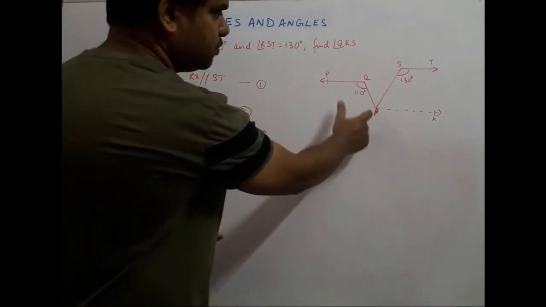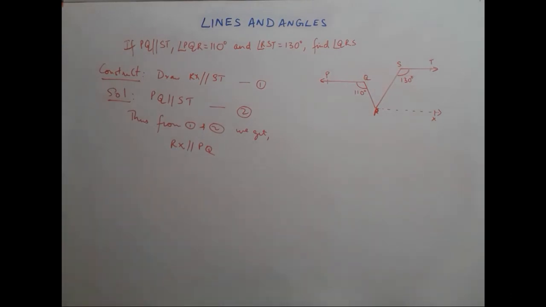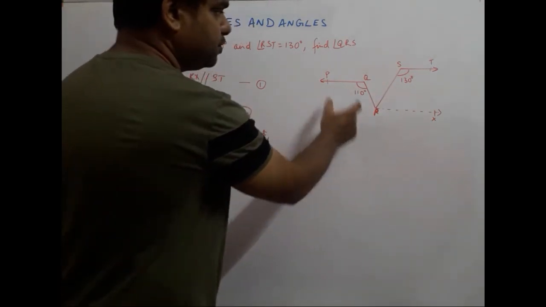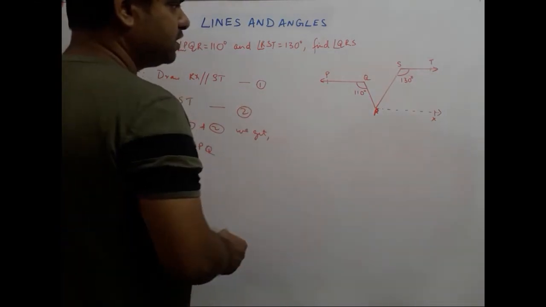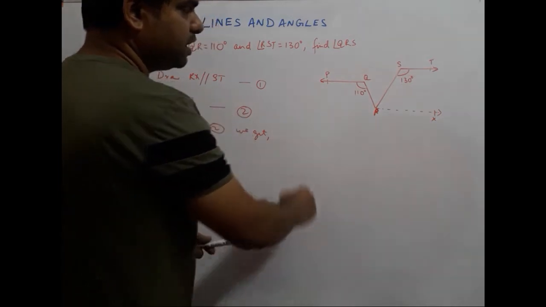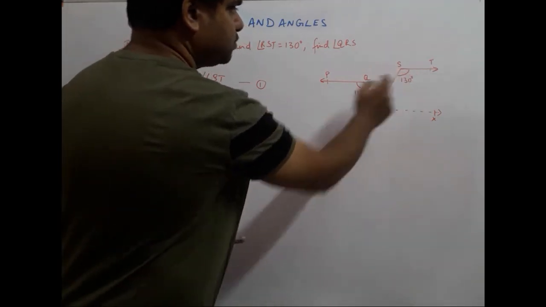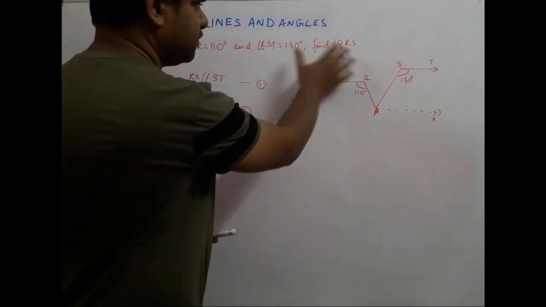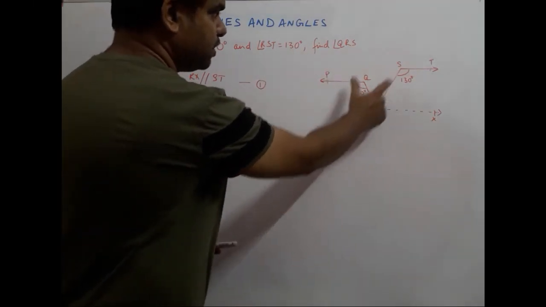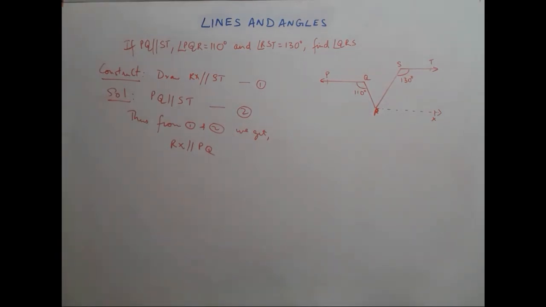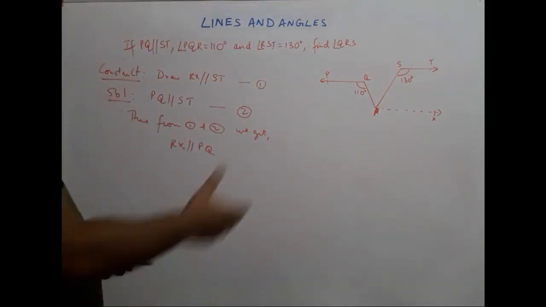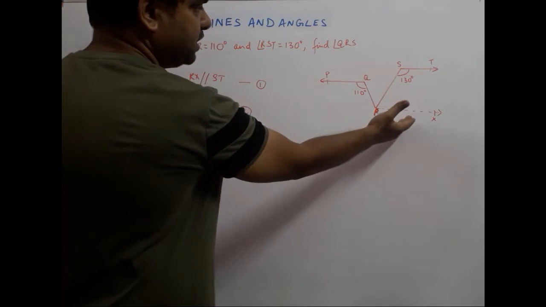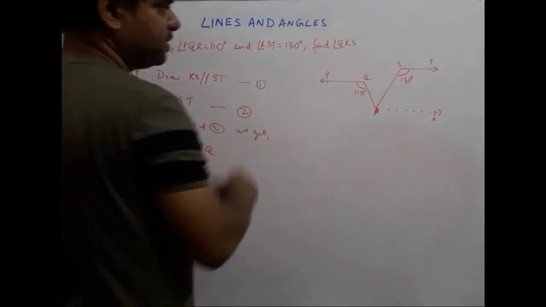We need QRS. Now to solve a problem in this case, first we need to see what we have been given. We were given that PQ is parallel to ST. Another thing we were given was that angle PQR is equal to 110 and angle RST is equal to 130. What we are asked to find in this problem is angle QRS. So how do we find QRS? For that, we construct another line RX parallel to ST, and we say that RX is parallel to PQ.